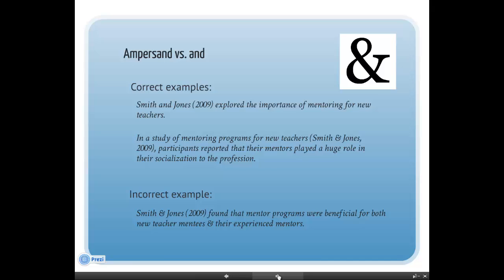Incorrect example. Smith & Jones found that mentor programs were beneficial for both new teacher mentees & their experienced mentors. In this example, both uses of the ampersand are incorrect.